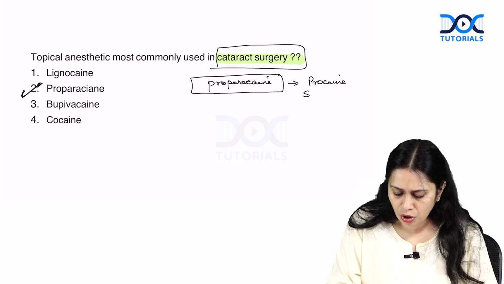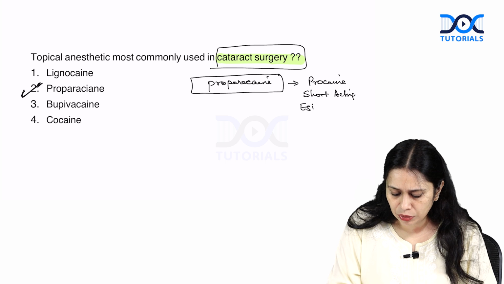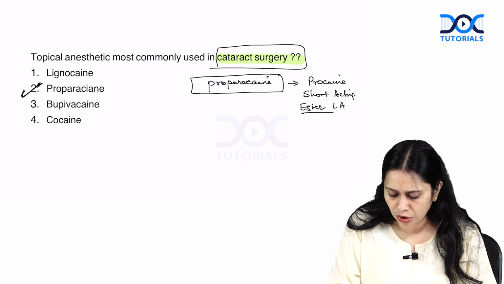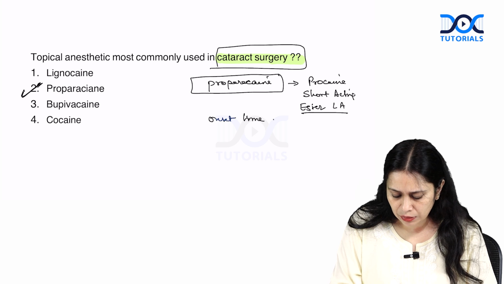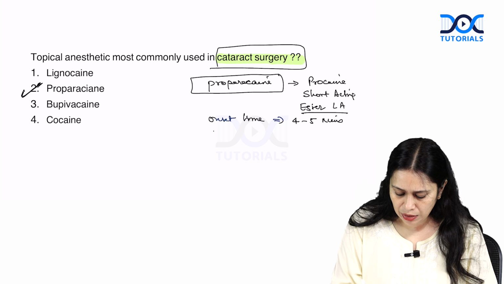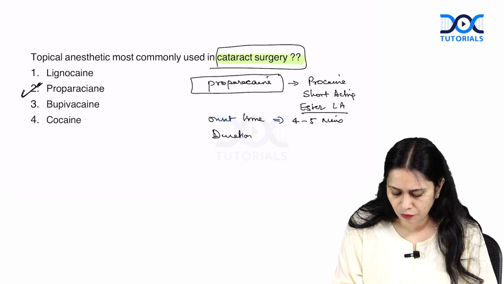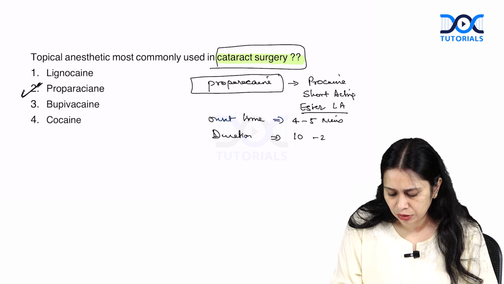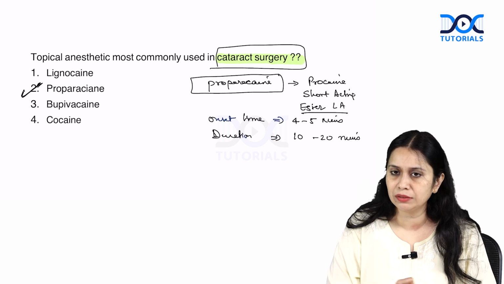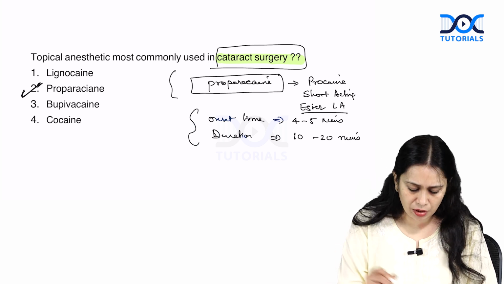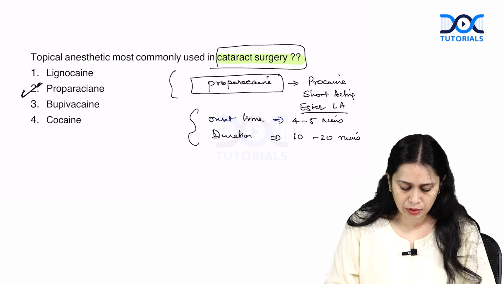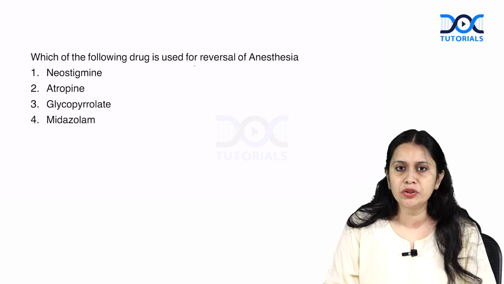Proparacaine is procaine. Procaine is a short acting ester local anesthetic. Its onset time is 4 to 5 minutes. So its effect comes in 4 to 5 minutes and the duration lasts for 10 to 20 minutes. So one cataract surgery done. So this is all the information which has been asked in exam. Okay, proparacaine. Okay, which of the following drugs is used for reversal of anesthesia?